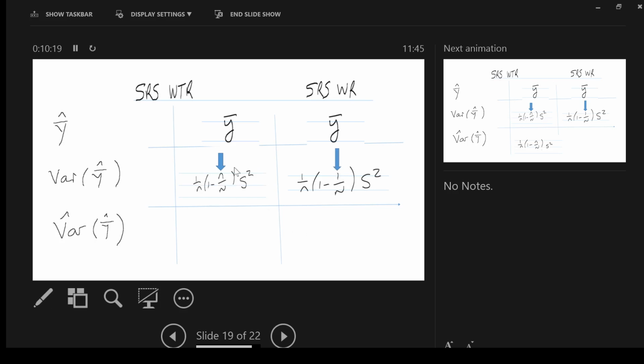This is really the only formula you should have to remember: 1 over n, 1 minus n over N, S squared. You must know that. It's something you must think in your head all the time. And I'll tell you why it's important. Once you know that, all you have to know is that with simple random sampling with or without replacement, you use the sample mean to estimate. That's my estimate. The variance of the estimate, if you know that formula, then you must know the N becomes a 1 if it's with replacement. It's not hard to remember. Take out the N and make it a 1.